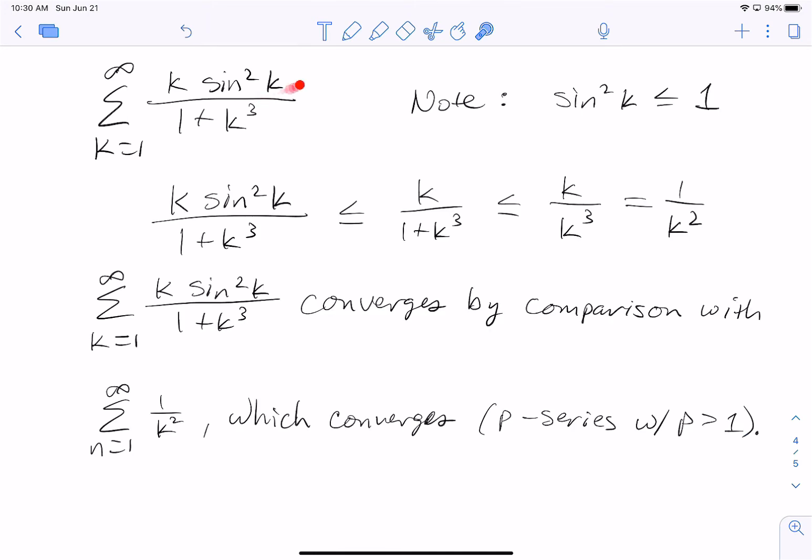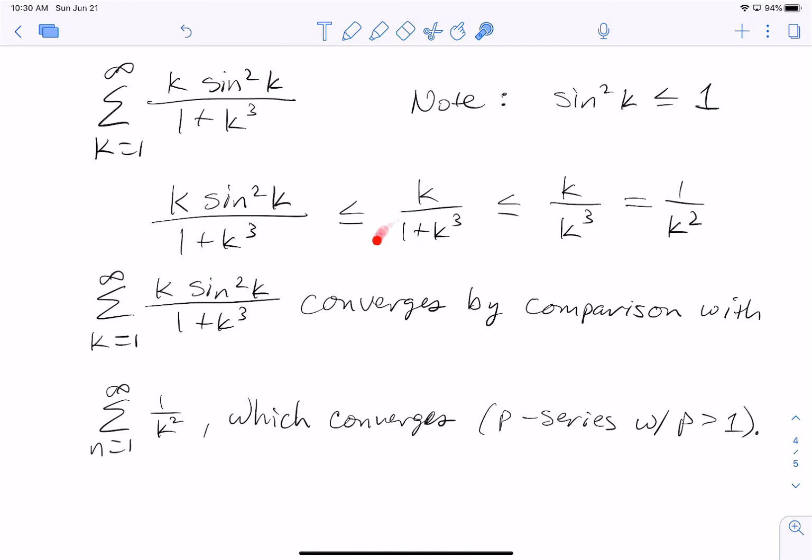The sine squared of k in the numerator might throw some people off, but I made a note here that sine squared of k is always less than or equal to 1. Therefore, k times the sine squared of k over 1 plus k cubed is less than or equal to k over 1 plus k cubed. Now I want to compare that.